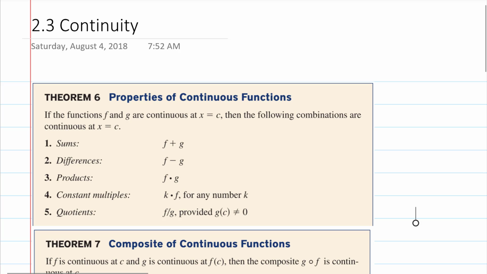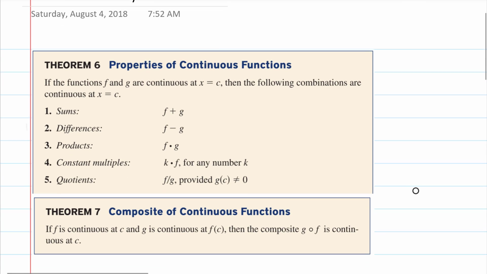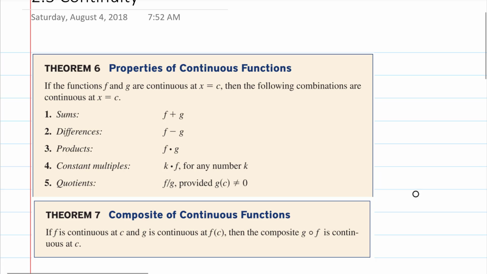So far, we've learned about how to determine if a function is continuous and the different types of discontinuous functions. Now we're going to talk about the properties that continuous functions have. So theorem 6 talks about f and g, which are continuous functions at a point c, then the following combinations are continuous: the sums of the functions, the difference of functions, the product of functions, if you multiply that function by a constant, and if you divide two functions as long as the denominator does not equal 0.